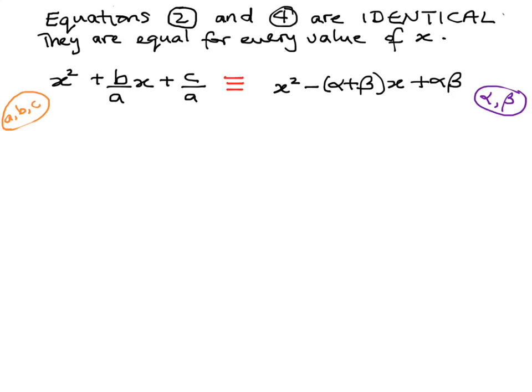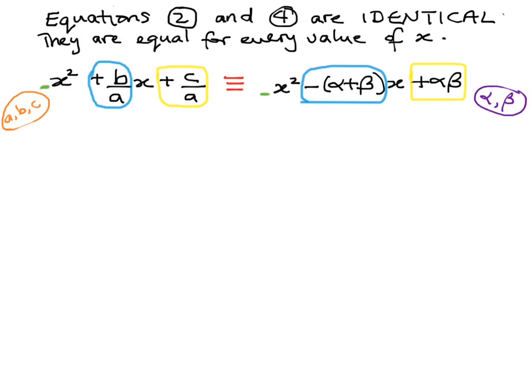Because these two are identical, it means that I can compare the coefficients of x² on either side of the identity, the coefficients of x on either side of the identity, and the constants on either side of the identity. So starting with x², that's fairly simple. The x²s are the same. But what about the x's? On my left-hand side, the coefficient of x is plus b over a, whilst the coefficient of x on the right-hand side is minus (alpha + beta). What about the constant? The constant on the left-hand side is plus c over a, while the constant on the right-hand side is plus alpha beta.